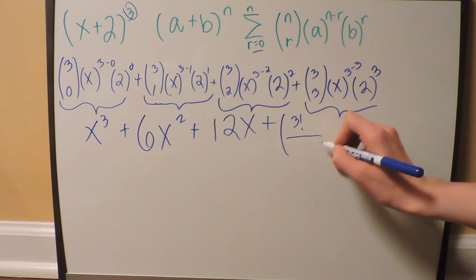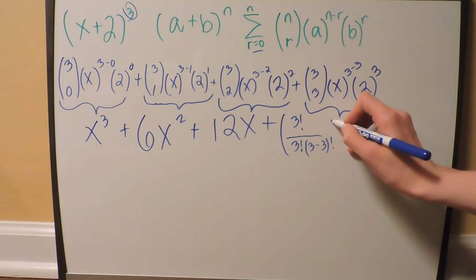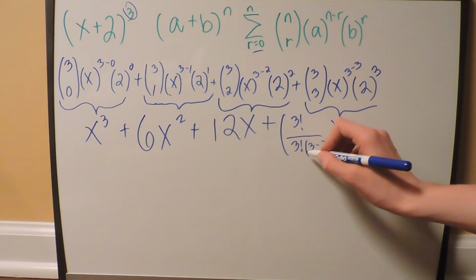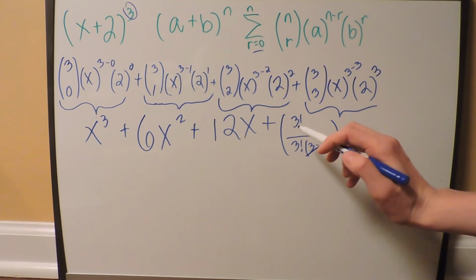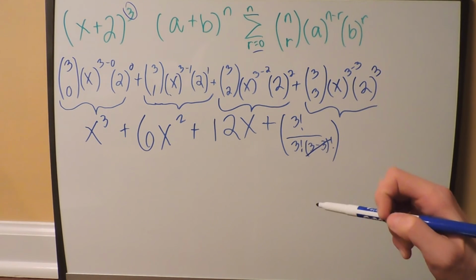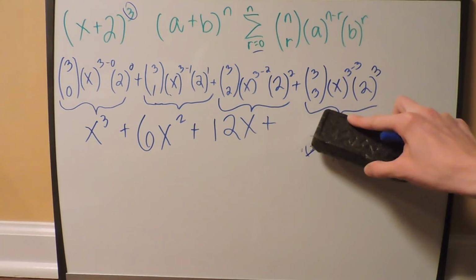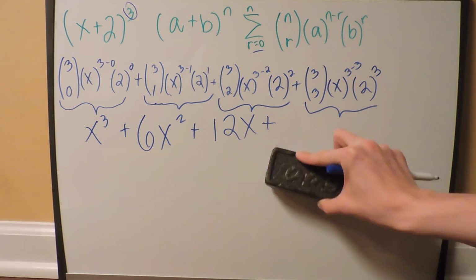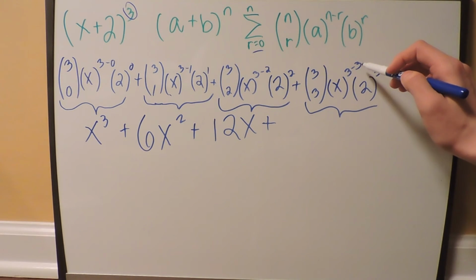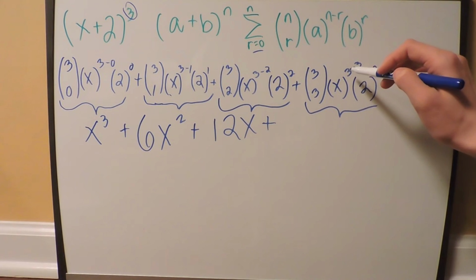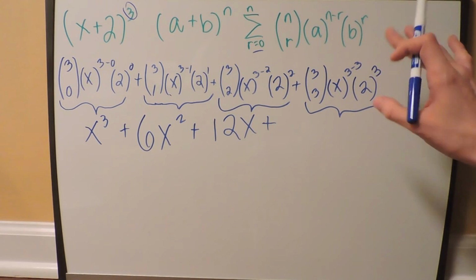3 factorial over 3 factorial times 3 minus 3 factorial. So this is just going to equal 0. And remember we said anytime you have 0 factorial, it's just going to equal 1. So then we have 3 factorial over 3 factorial, and that's going to equal 1 as well. So we don't even have to write anything. So now we have x to the third power minus 3. So x to the 0 power, anything to the 0 power always equals 1, right? So we don't even have to write it.